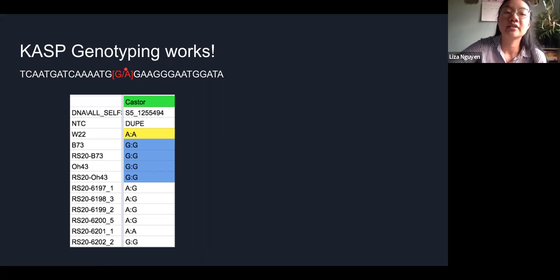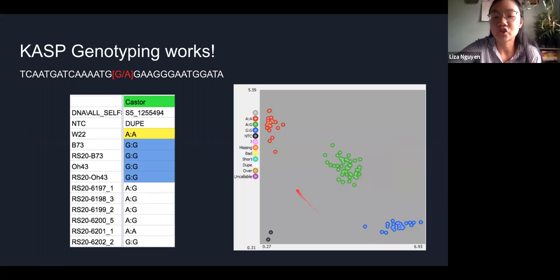The W22 version of Castor should call it as A, whereas B73 and Ohio 43 should call it as G. When I run my samples, I do see that my controls behave the way I expect them to: W22 does call it A, whereas B73 and Ohio 43 call it G. Then I can start feeding in samples, which I know will either be the W22 B73 mix or the W22 Ohio 43 mix, to identify whether these individuals are wild type, heterozygotes, or homozygous mutants. Another really nice feature of CASP genotyping is that it's very easy to visualize your data. Here, this is for the same SNP in Castor.